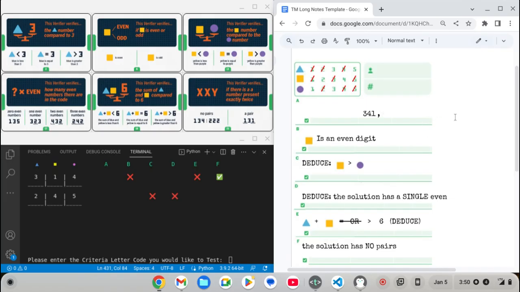Okay, what if triangle is 5? So both would work, 2 and 4. So it would be 5, 2, but because square has to be greater than circle, the only circle value that's valid would be a 1. And I believe that's the only possibility as 5, 2. Now 5, 4, on the other hand, it could be 5, 4, 1, or it could be 5, 4, 3.